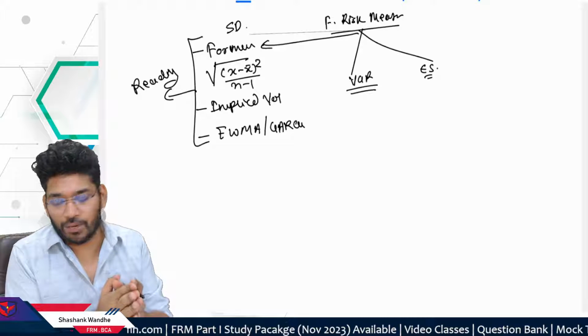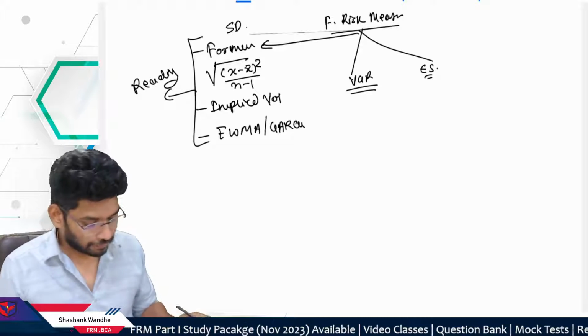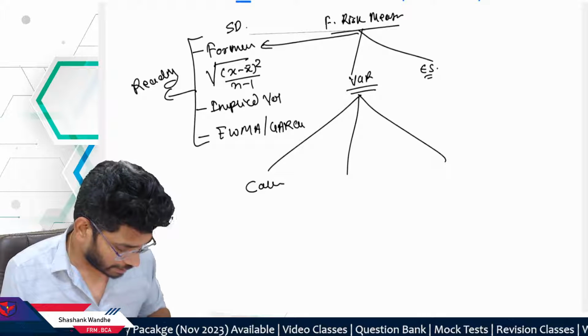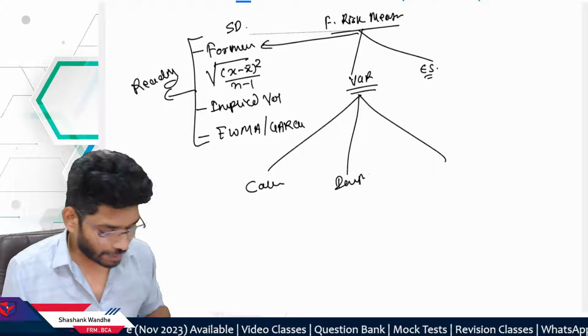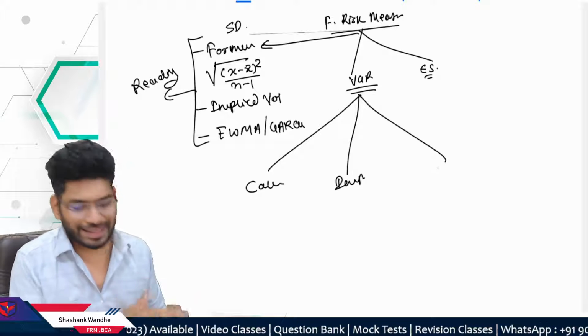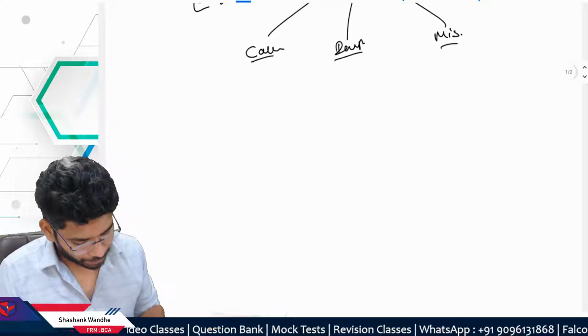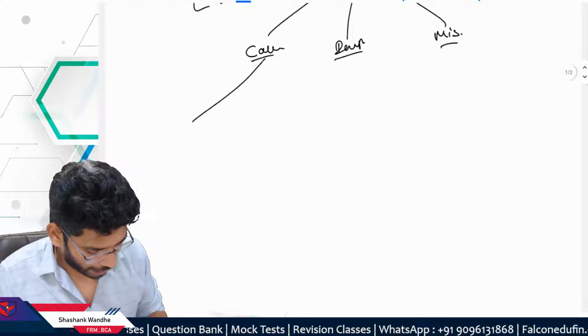Now, in value at risk, we have first concept, which is calculation of value at risk. Second is the interpretation of value at risk. And then we have some miscellaneous discussion relating to the value at risk. So let's start with the calculation part. In case of the calculation, we have two approaches.